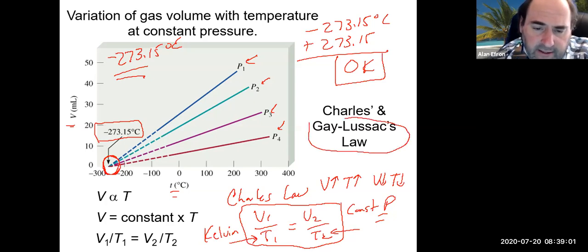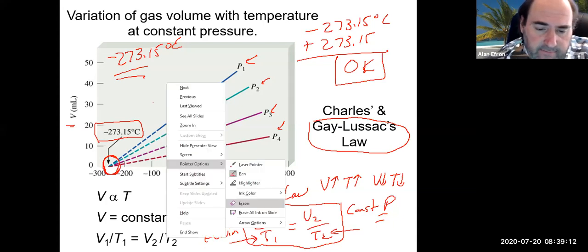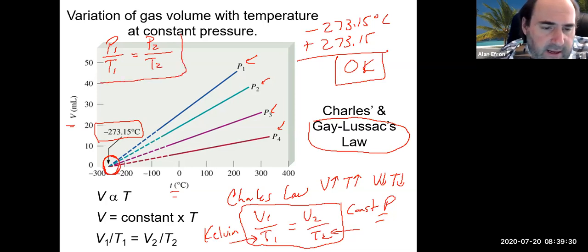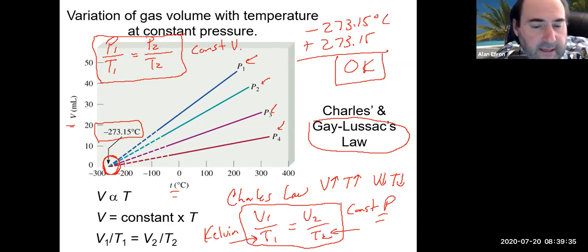Now, Guy-Lussac's law over here is a similar type of relationship. His relationship was basically P1 over T1 equals P2 over T2, and this is at constant volume.